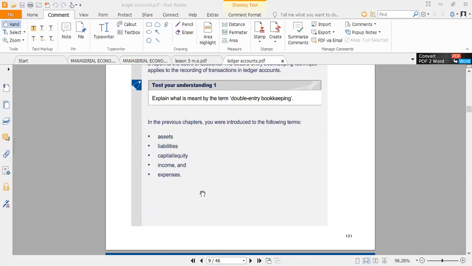So in the previous lecture, we discussed the following items: assets as being what we own, liability is what we owe, capital or equity, the money we start using a business with, income, these are our gains, and our expenses, our revenue expenditure.